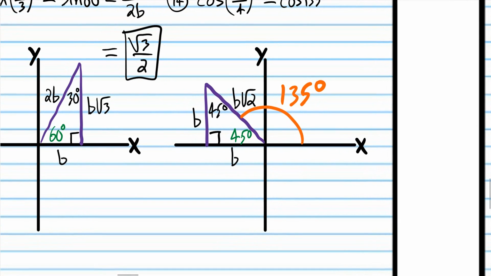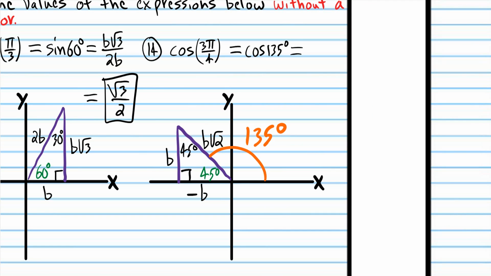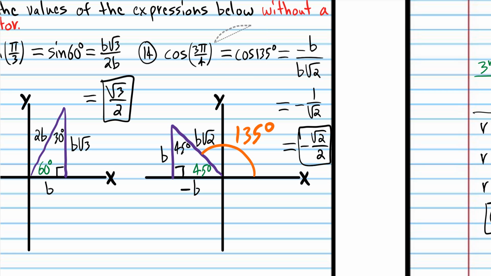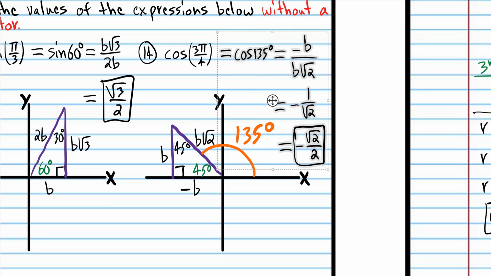But there's something that I forgot. This side has to be negative. So cosine is the side adjacent the green reference angle divided by the hypotenuse, and the b's cancel out. You're left with negative 1 over root 2, and then if we multiply both sides of the fraction by root 2, we can rationalize the denominator. So just a little bit of trigonometry review.